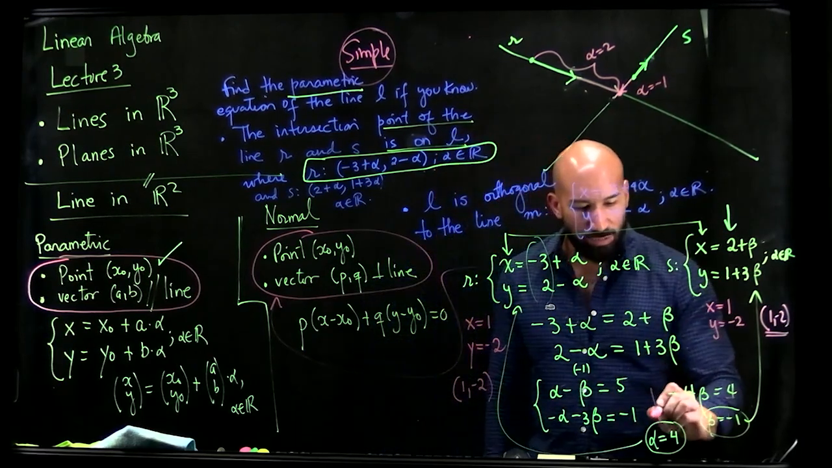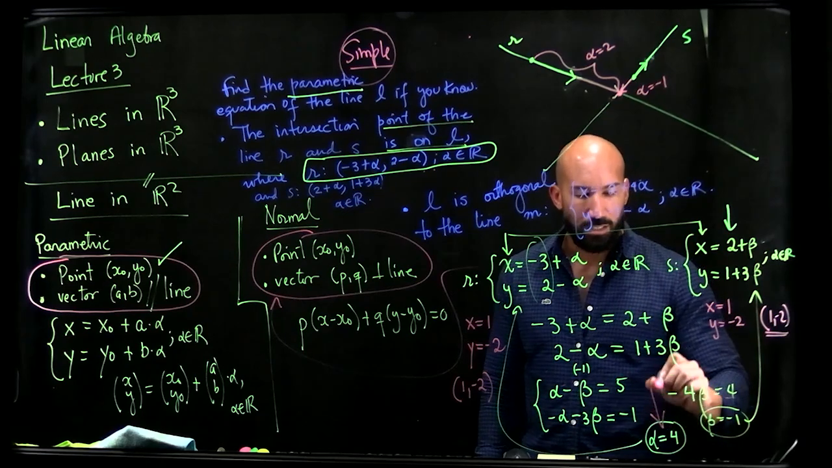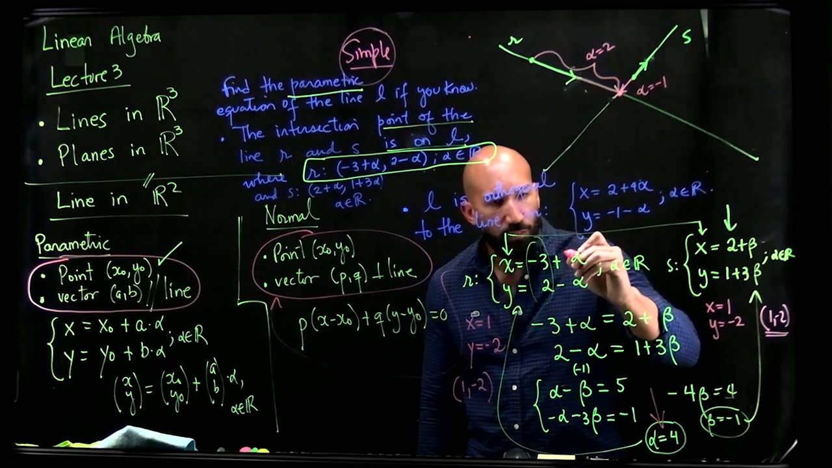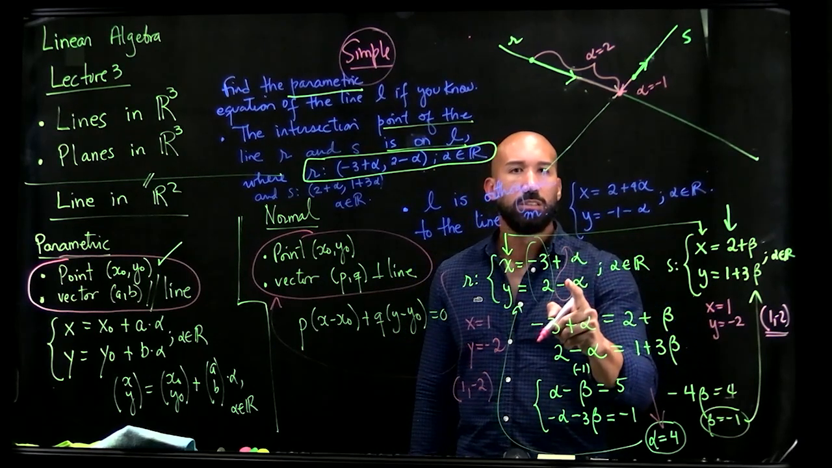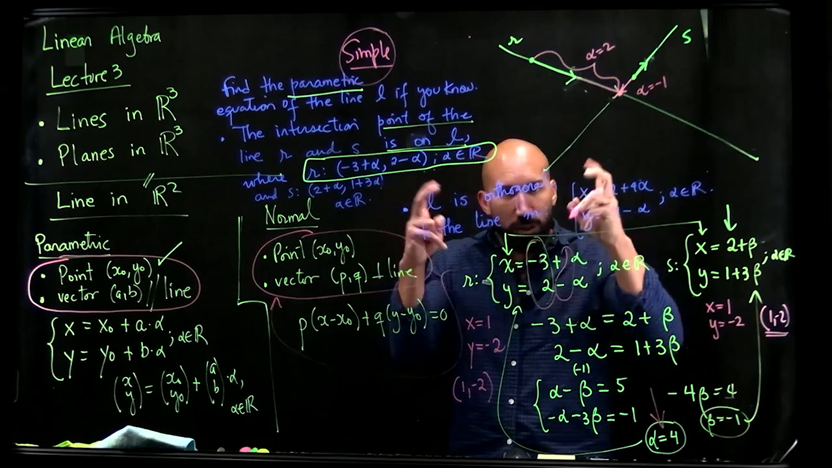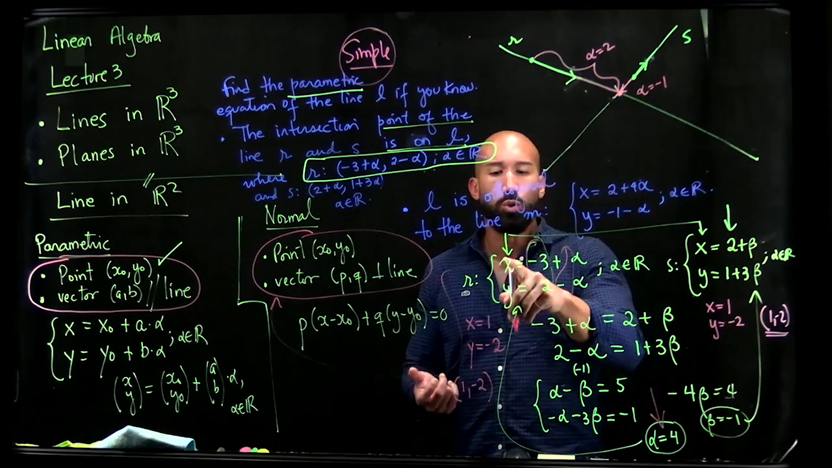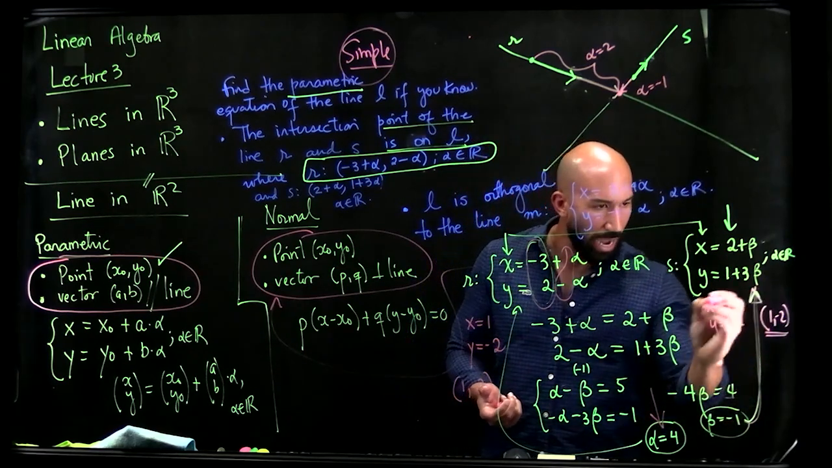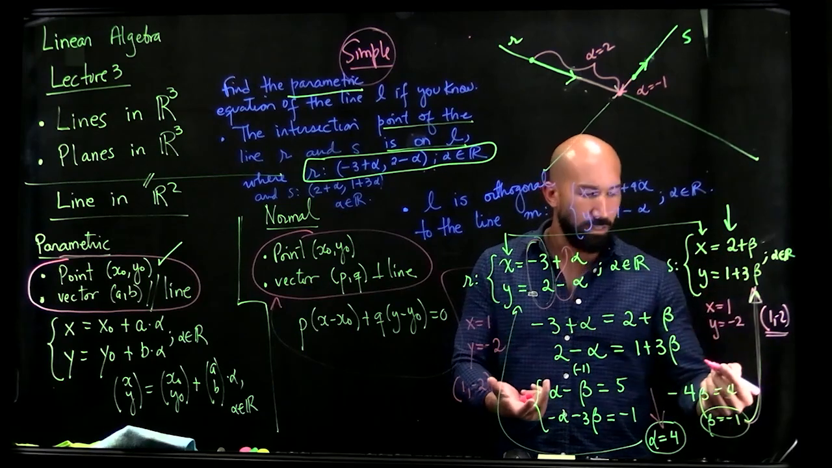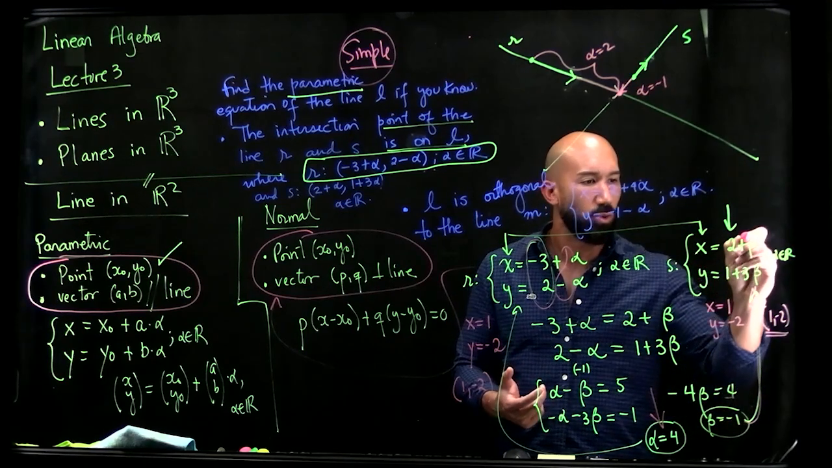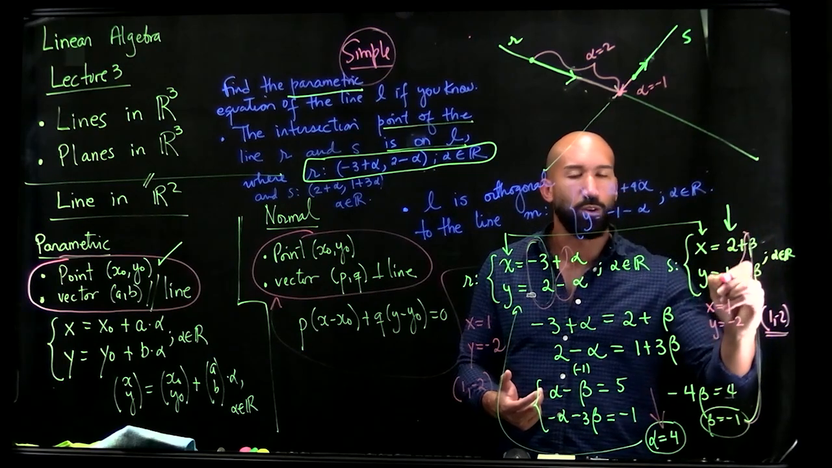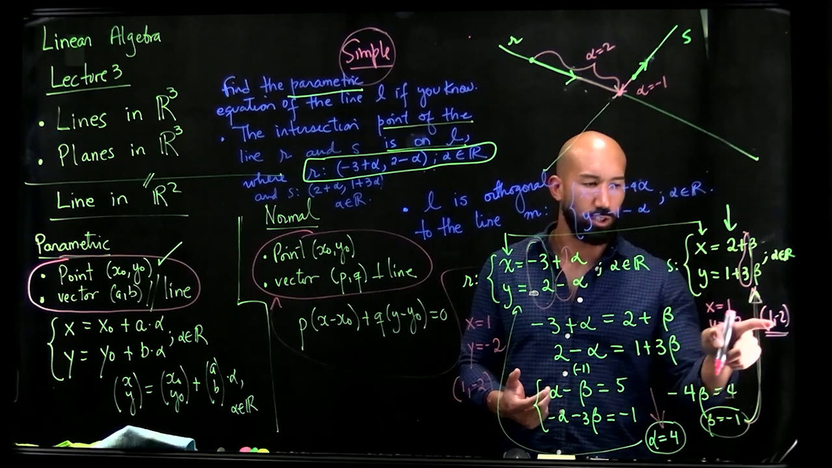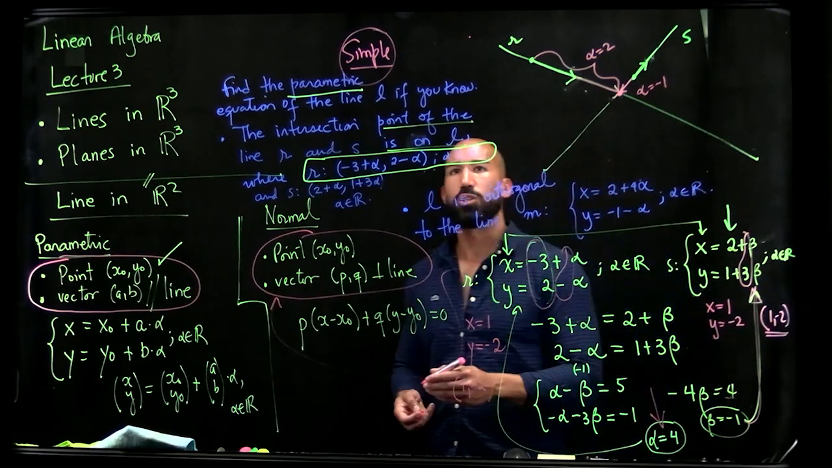Why? Because what is this value? This is, if you want, how many times we need to repeat the vector 1, negative 1 from the origin in my line, that is the given point, to reach this intersection point. And this is how many times we need to repeat the vector 1, 3 from 2, 1 to reach the intersection point 1, negative 2. The intersection point is 1, negative 2.